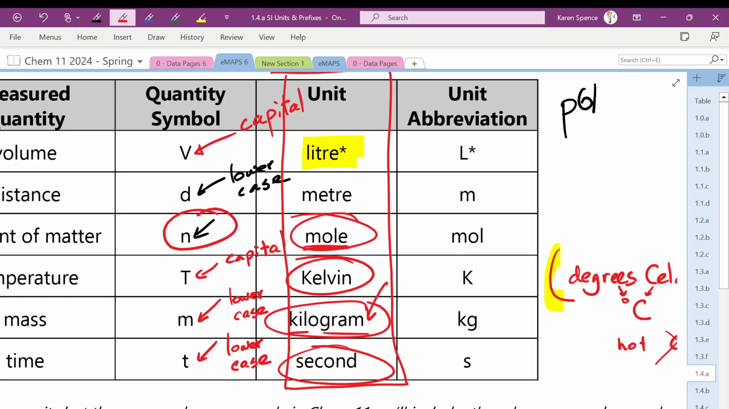Liters, meters, moles, and Kelvin, kilograms, and seconds. Liters, meters, moles, and Kelvin, kilograms, and seconds. I'll do it one more time, and then you're going to join in.